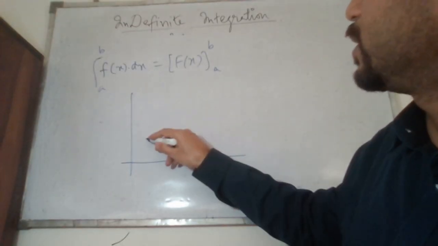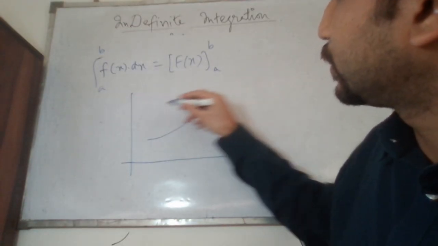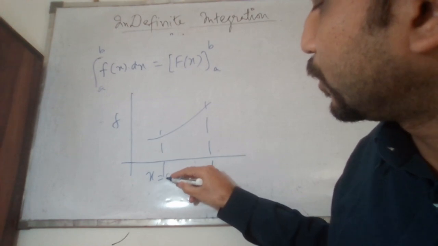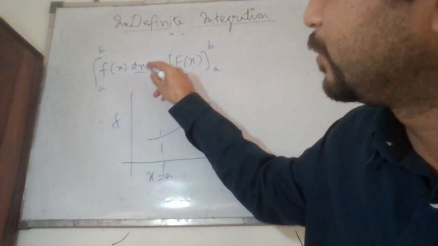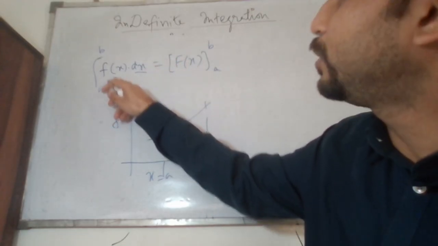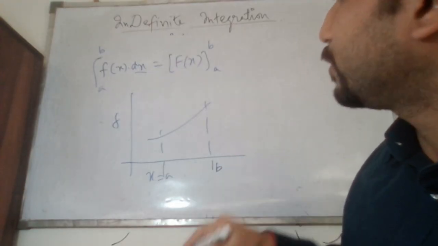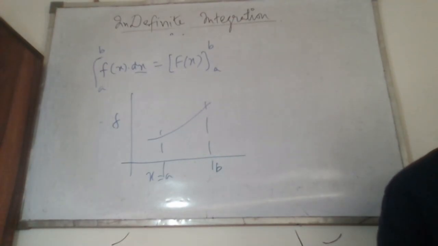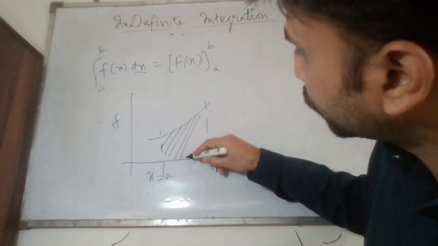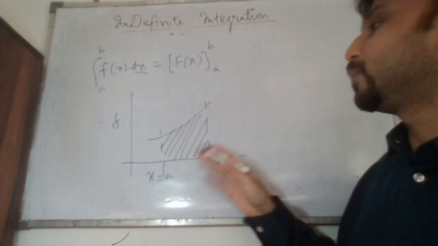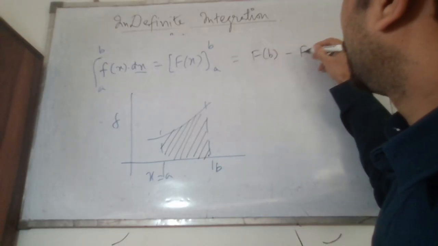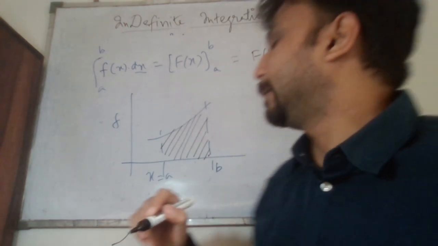We say that we have some curve, the function f. If I want to find the area between x equal to a, the value which we are varying is x, and from a we are starting the variation to b. So from a to some b value, if I want to find the area, this area is equal to F of b minus F of a.